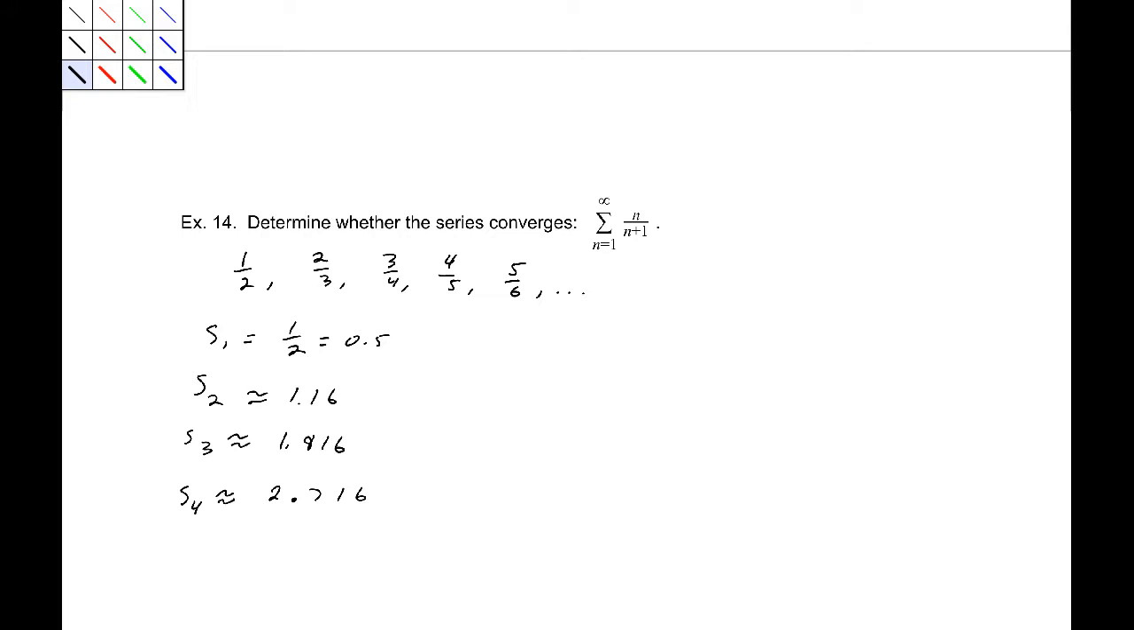So, here is the observation we want to make. S2 is greater than 2 times 1/2. It's a little bit bigger than 1. S3 is greater than 3 times 1/2. S4 is greater than 4 times 1/2. And in general, the partial sum Sk is greater than k times 1/2.